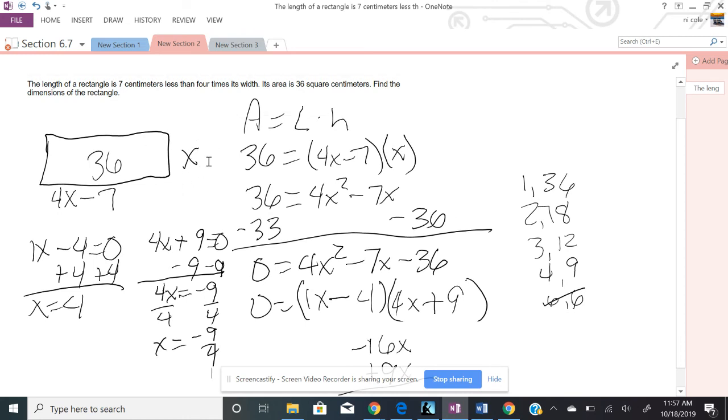So I can have this height equal to 4, so x can equal 4. And then if I throw this in, I would have 4 times 4, which is 16 minus 7, which equals 9. Okay, so I could have 4 and 9. The other option is I could have this answer. So I'm going to throw in negative 9/4 into here. It comes out negative 9/4, which is not possible.